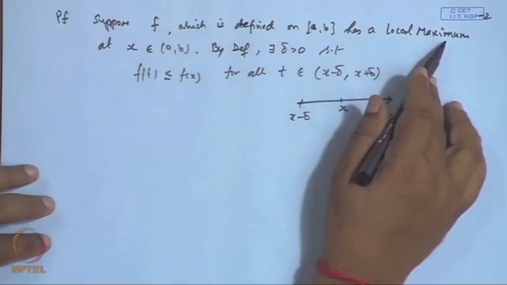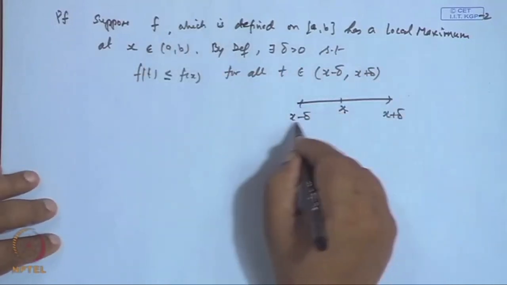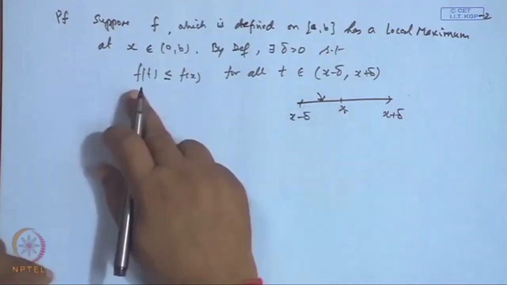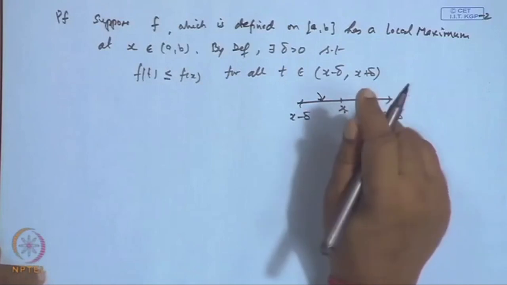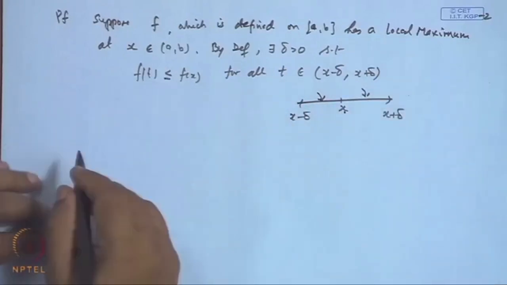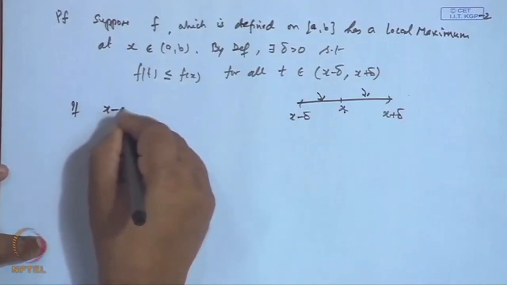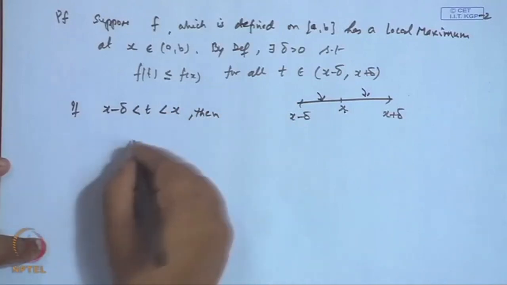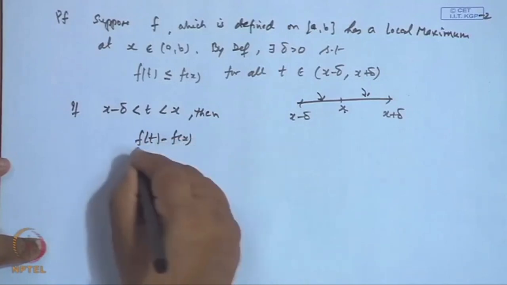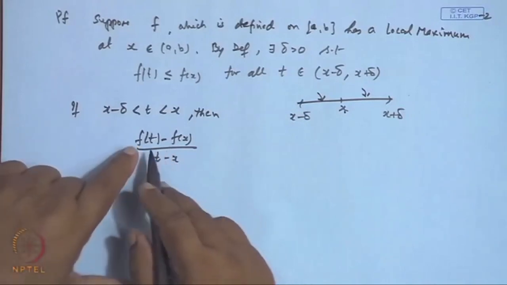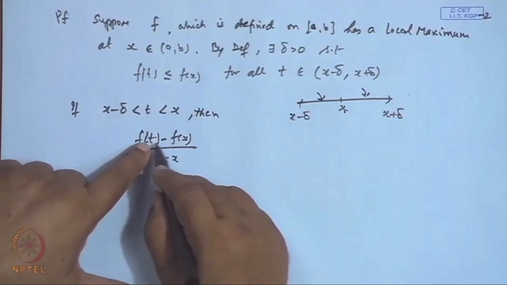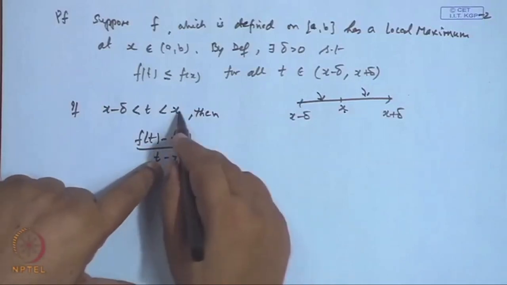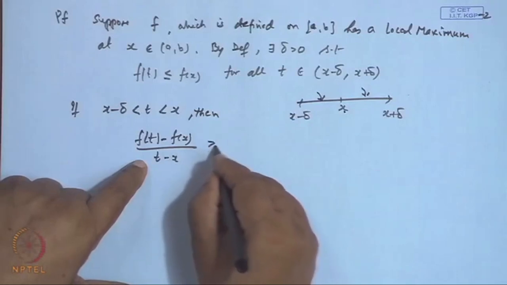So if the function f attains a local maximum at this point x, then corresponding to this we can identify a delta and a neighborhood such that whenever t lies here, the value of the function is less than or equal to f(x). Now suppose t lies in the left hand interval of x, then consider the ratio (f(t) minus f(x)) over (t minus x). Since t lies in this left hand interval and the function attains the local maximum at x, f(t) will be less than or equal to f(x), so the numerator is negative, and t is less than x, so the denominator is also negative, so the total is greater than or equal to 0.